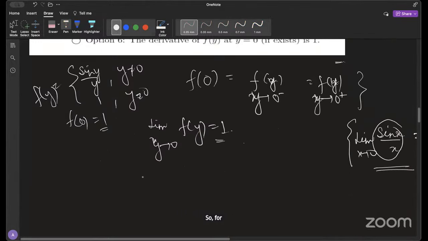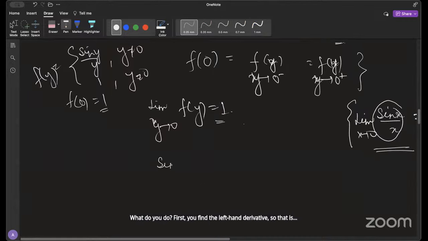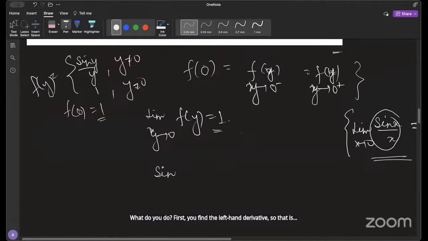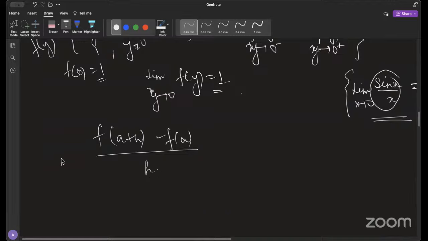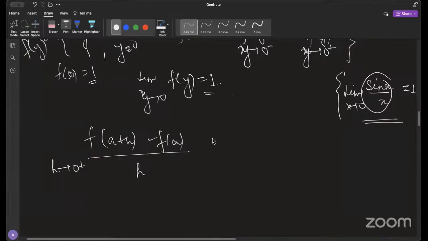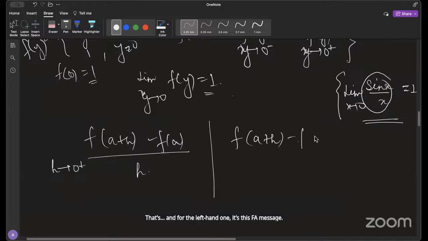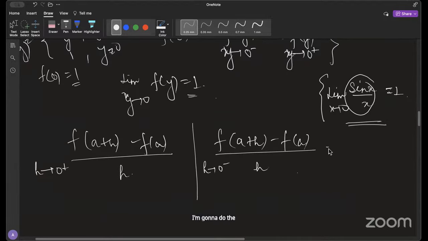So for differentiability, what do you do? First, you find the left-hand derivative. The formula for the right-hand one is f(a plus h) minus f(a) by h as h tends to 0 plus. And for the left-hand one, it's f(a minus h) minus f(a) by minus h as h tends to 0, so the left-hand limit.